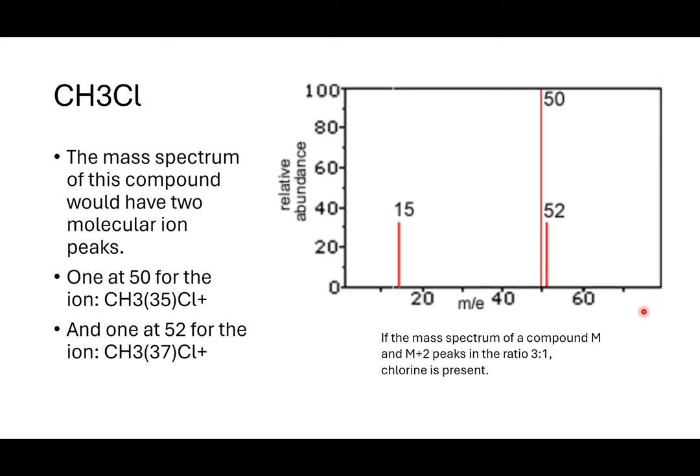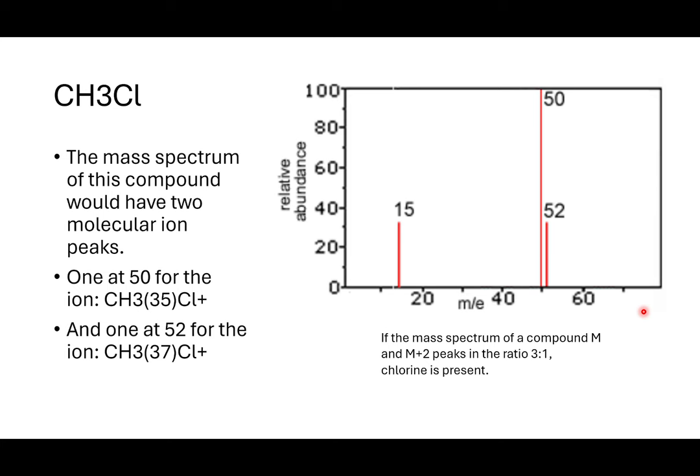Okay. So let's look at methyl chloride. Now the mass spectrum of the compound is shown here. It would have two molecular ion peaks, an M peak and an M plus 2 peak. Notice how at 50, that would be our molecular ion peak. And then at M plus 2, that would be our peak for our chlorine 37 ion being present. So hopefully it makes sense.